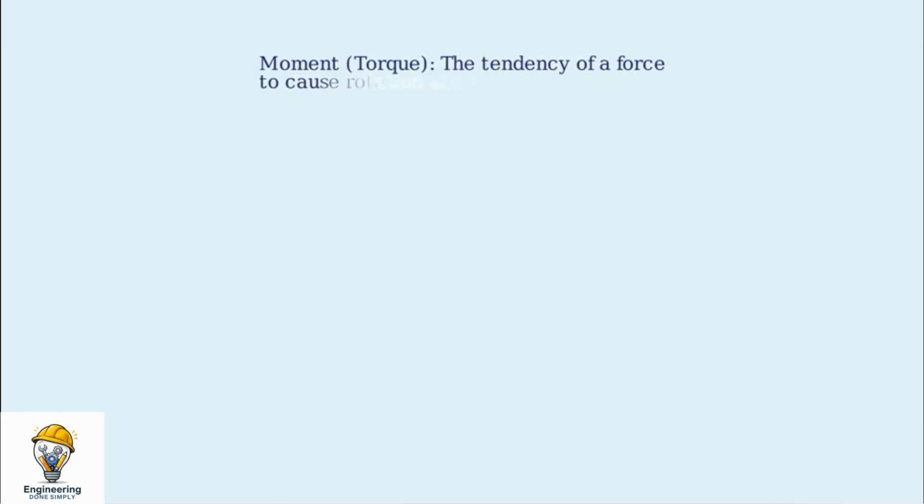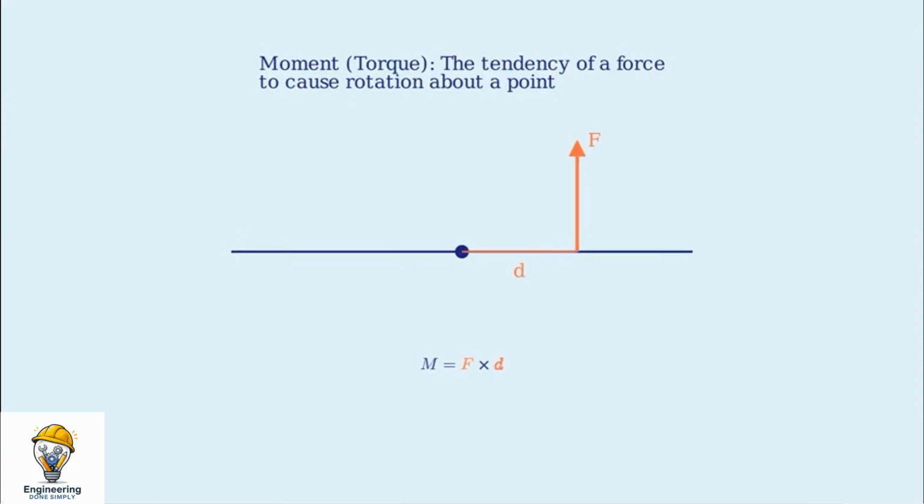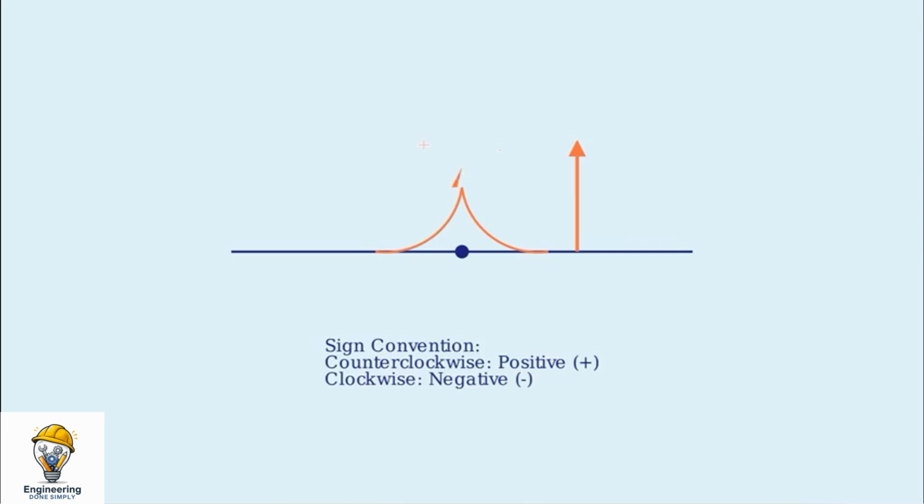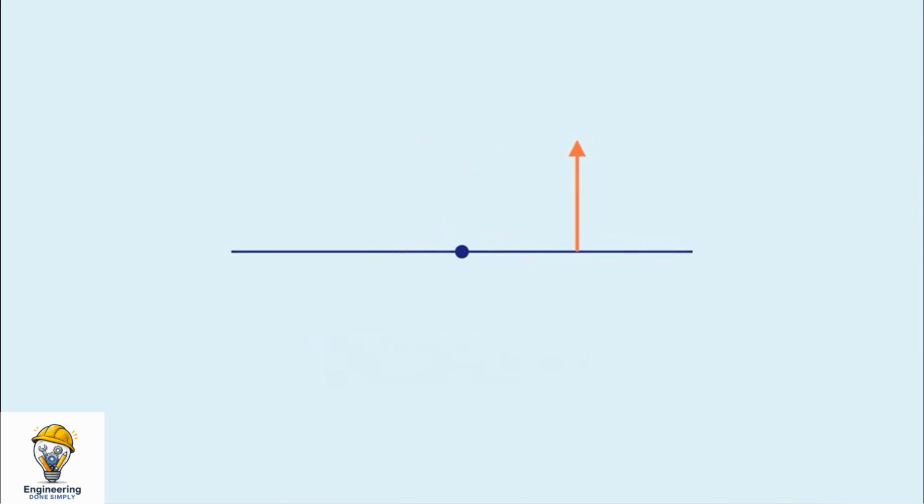A moment, also called torque, is the tendency of a force to cause rotation about a point. It's calculated as the product of the force and the perpendicular distance from the point to the line of action of the force. The sign convention for moments follows the right-hand rule. Counterclockwise rotation is considered positive, while clockwise rotation is negative. Moments are essential in statics for analyzing the equilibrium of rigid bodies, ensuring that both translational and rotational equilibrium are maintained.